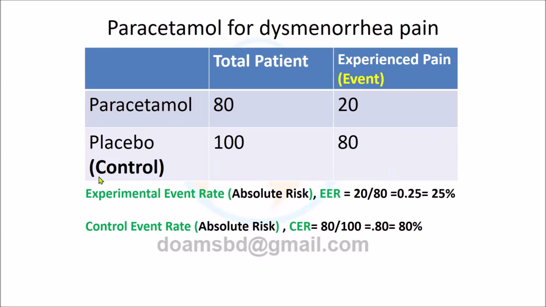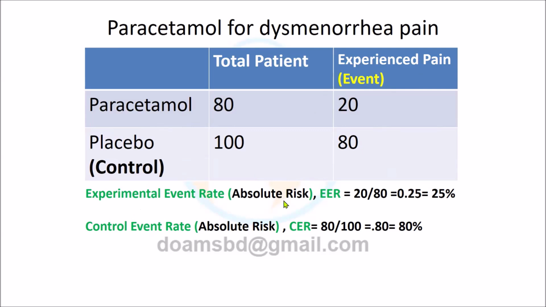Now, how to calculate these words? These are actually definitions. Experimental event rate, control event rate. So what is our event? The event is pain, meaning persisting pain, experiencing pain. What is the experiment? The experimental matter is the paracetamol drug. That means we are making a study on paracetamol. So in the paracetamol group, the number of patients experiencing pain is 20.